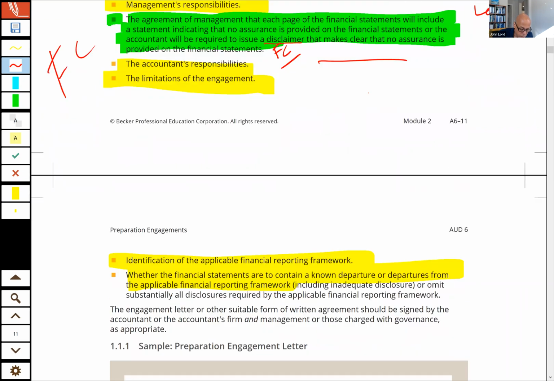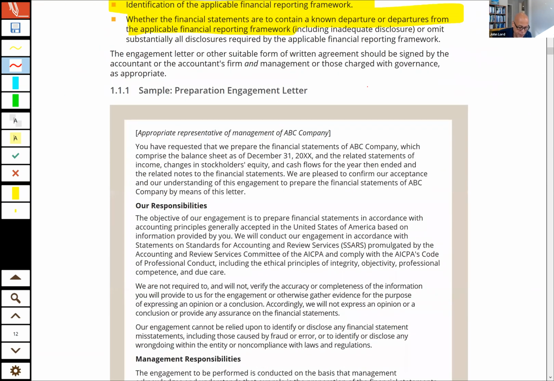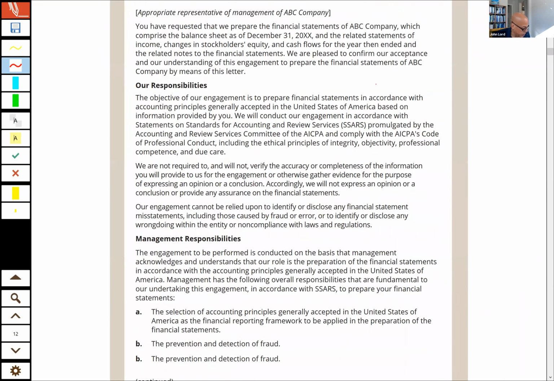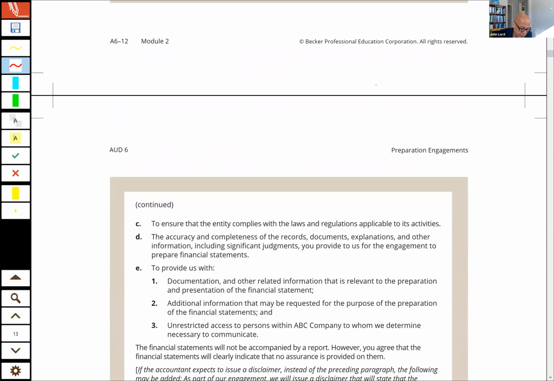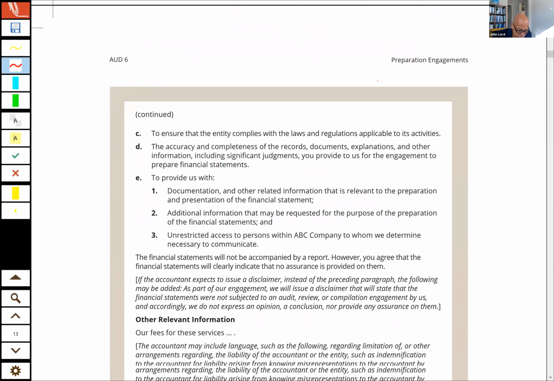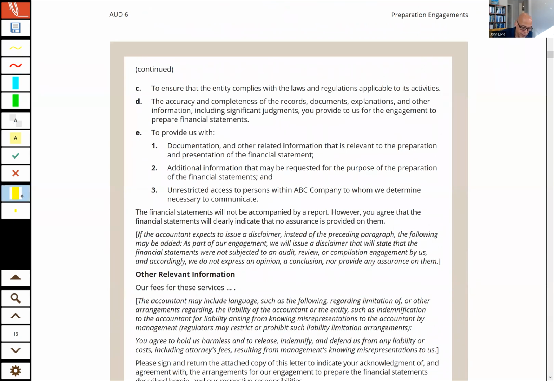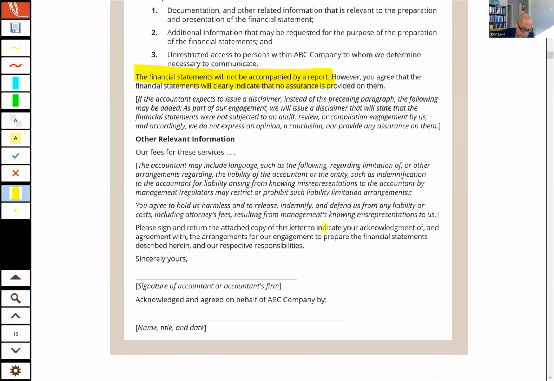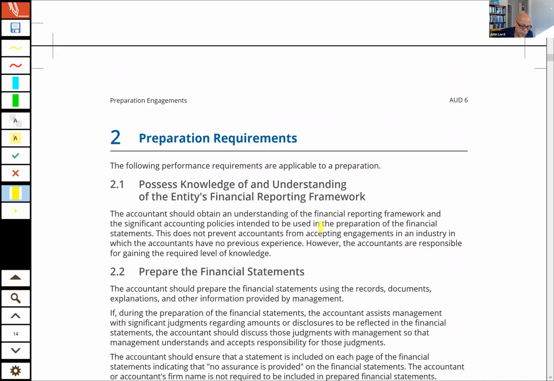Okay, good. Now they give us an example of the engagement letter, and I don't know why Becker goes on and on to provide examples of all these engagement letters and letters all the time. They take up a bunch of paper. However, notice that there will be a statement that there will not be a report because there is no report. So we make sure in a preparation that that is called out in the preparation engagement letter.